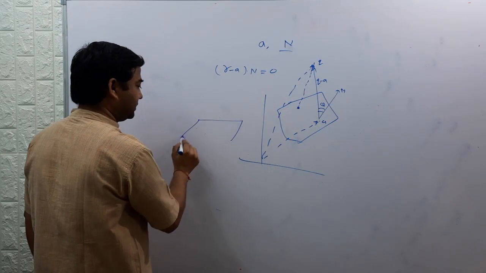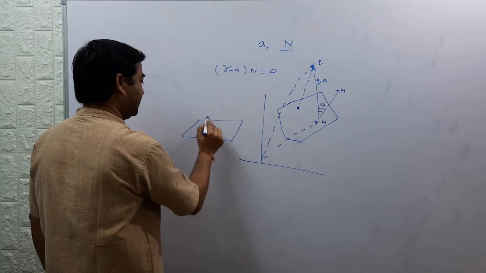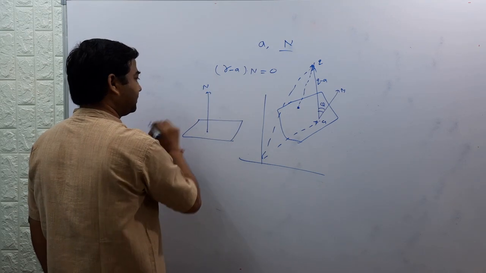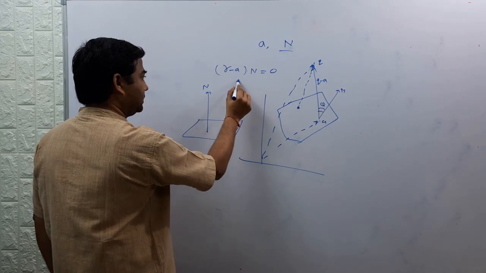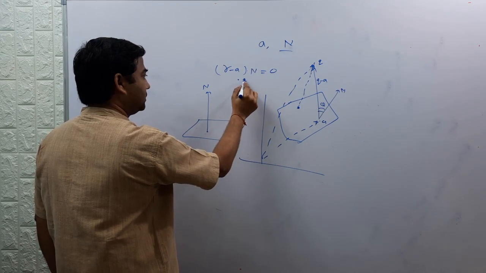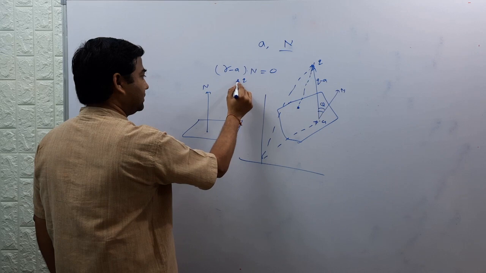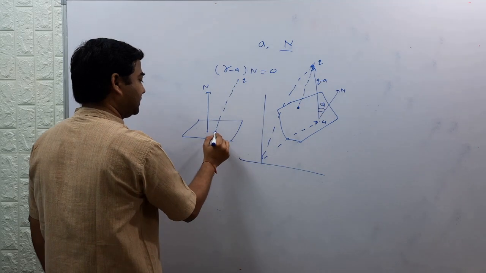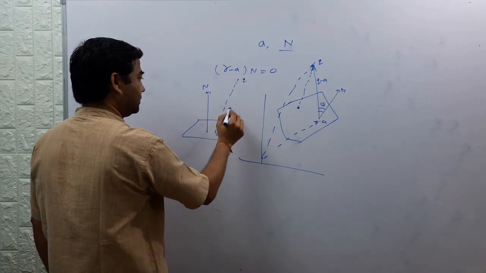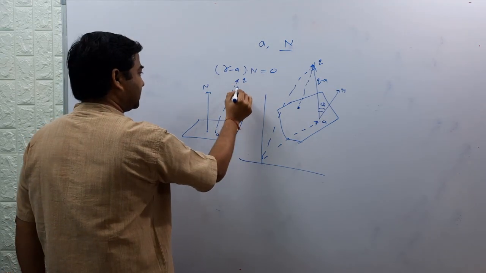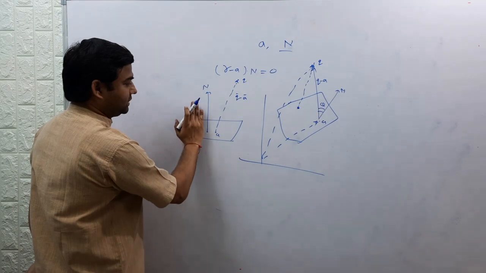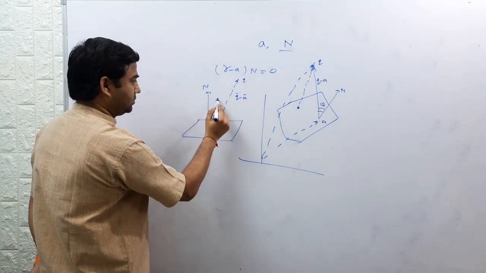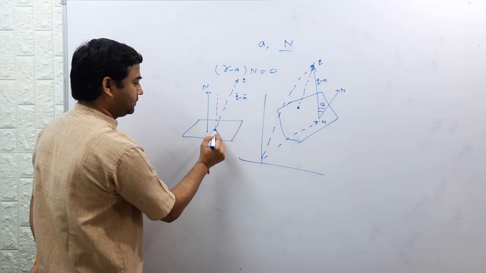Just see separately, n is perpendicular to this plane, Q is this, and this is vector q minus a. So you can shift this normal to here also.